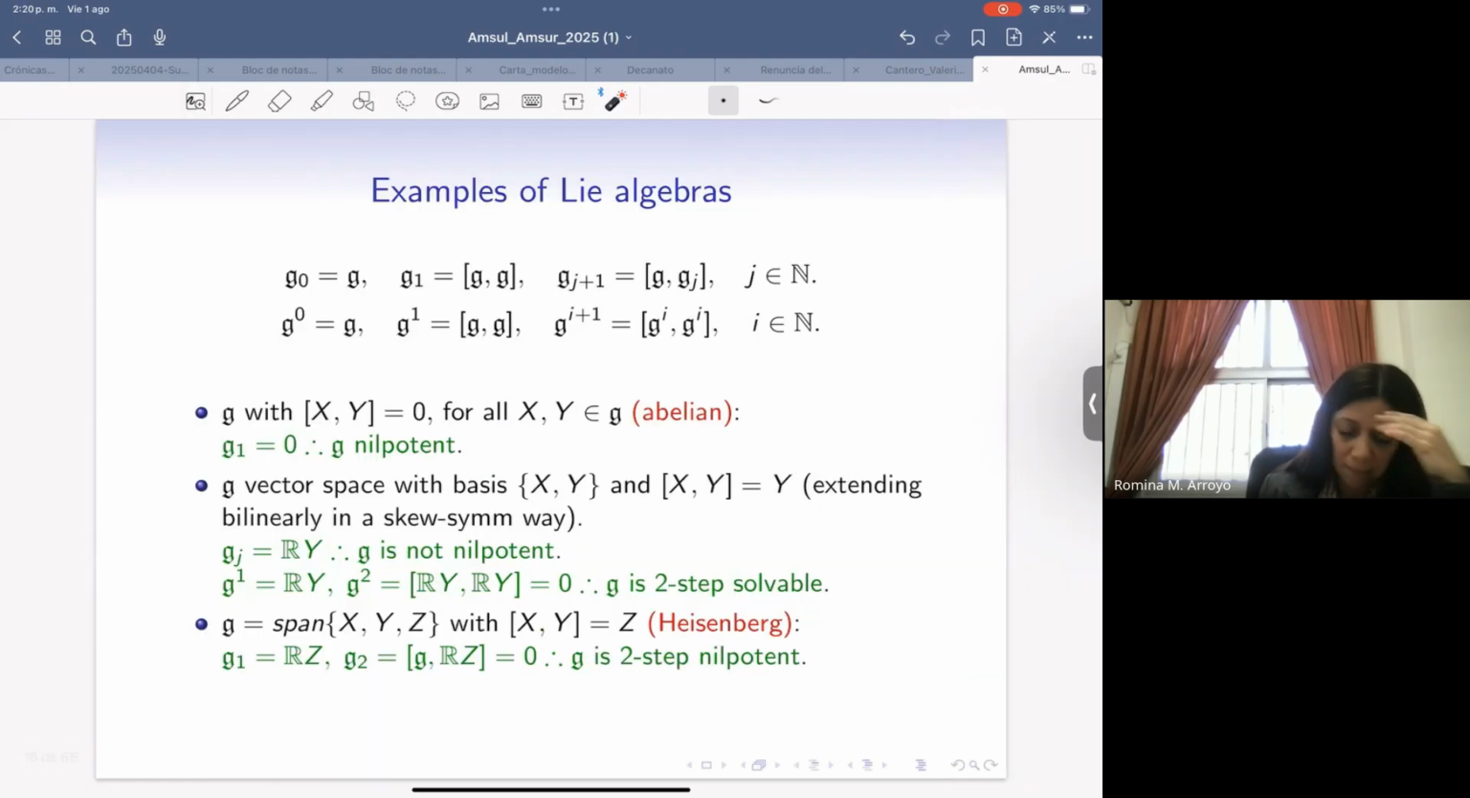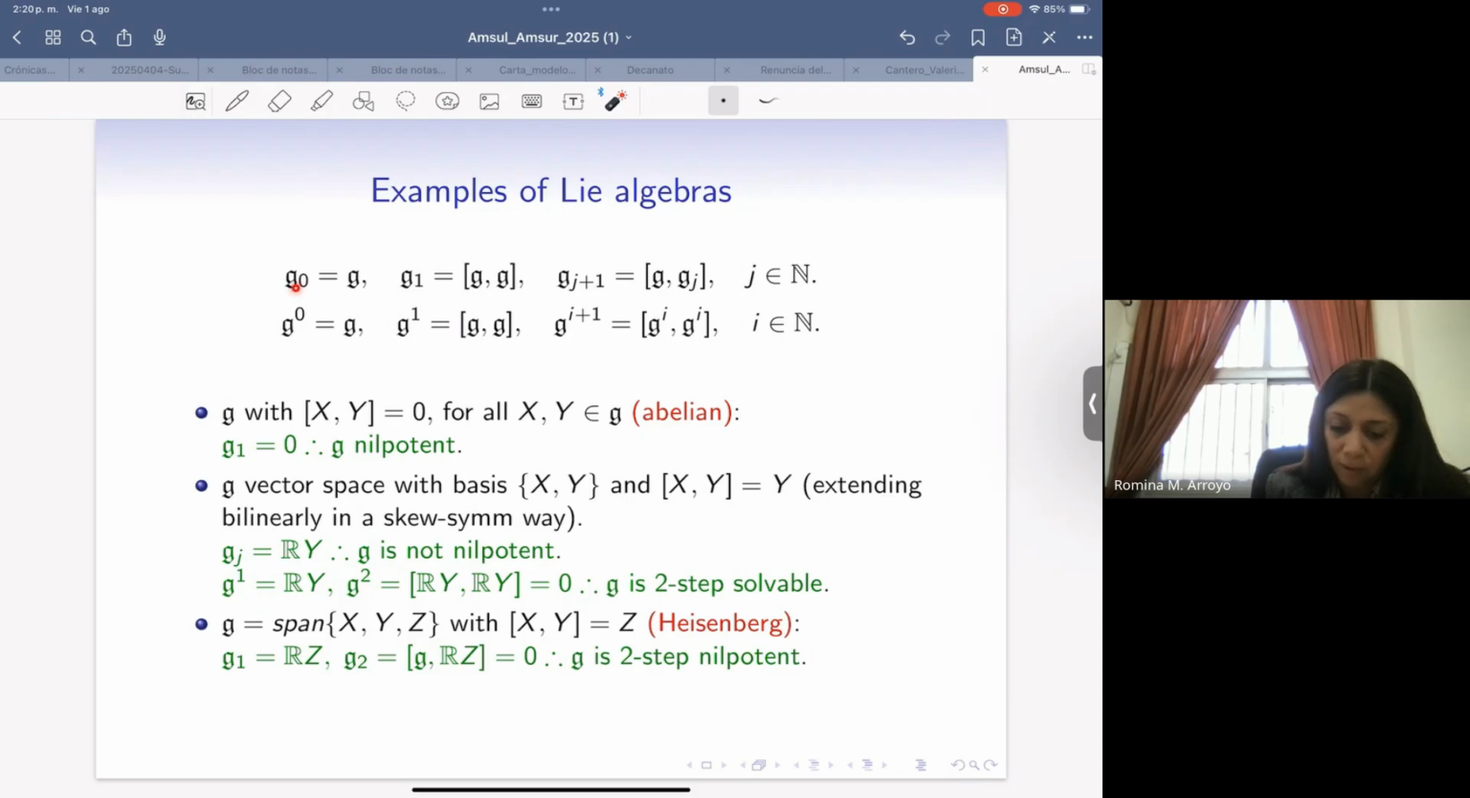So here I wrote one more example, which is called Heisenberg. This is the three-dimensional Heisenberg Lie algebra. This is a Lie algebra generated by three elements. So this is a basis, and this is the bracket.